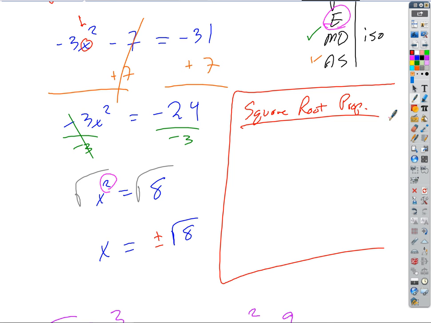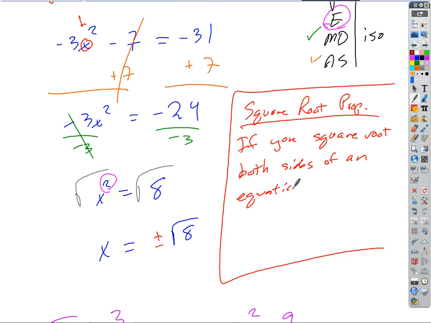And here's kind of a way to summarize it. If you square root both sides of an equation, an equation's important, right? We're talking about an equation here. Then you must include plus or minus in your answer. Okay? All right, but let's go back to the problem we were doing.